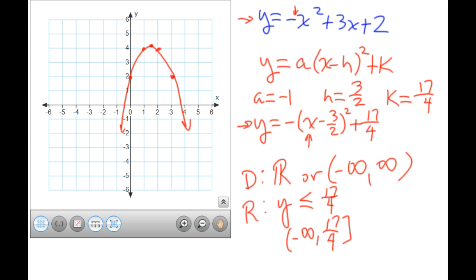All right, that's how we change a quadratic from standard form to vertex form, and how we graph that and look for the interesting bits and pieces of it.